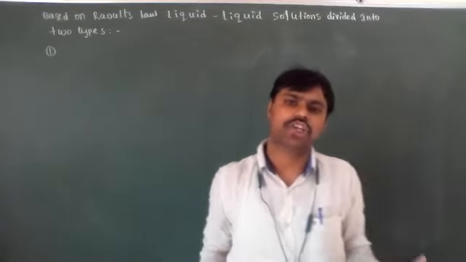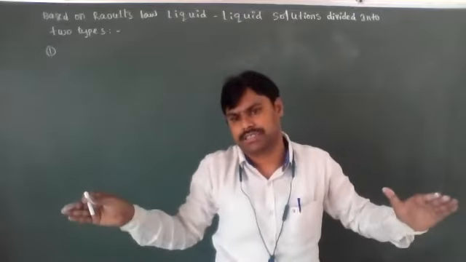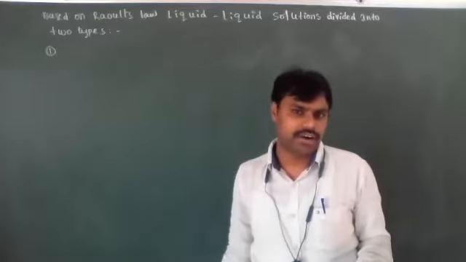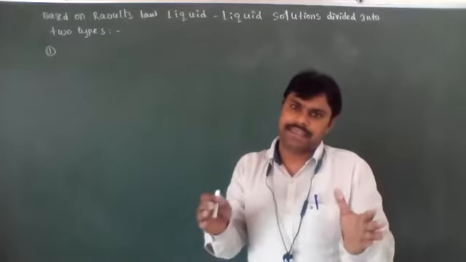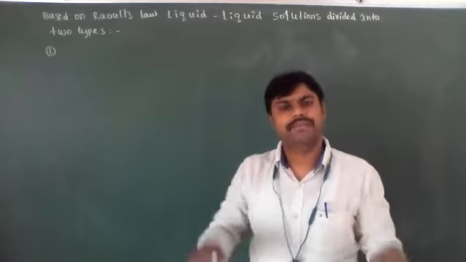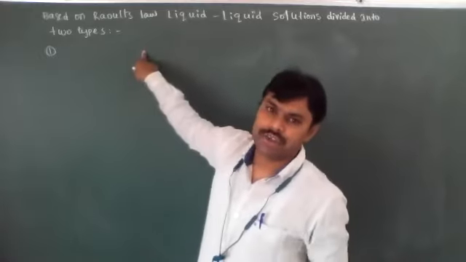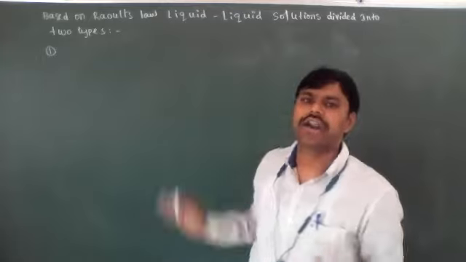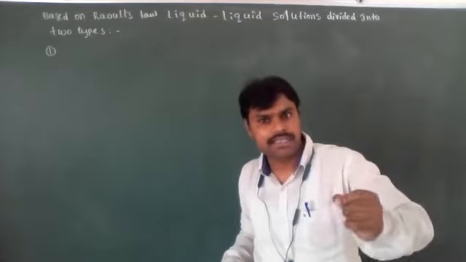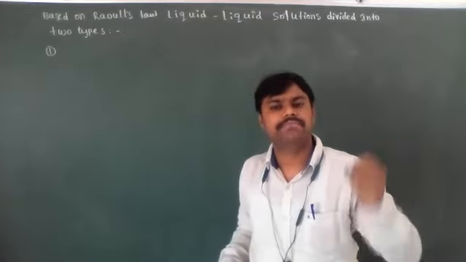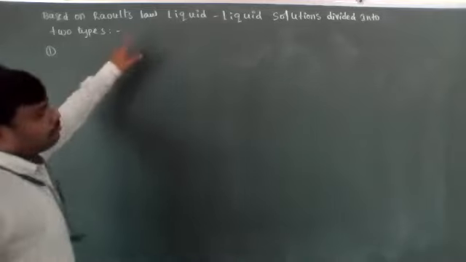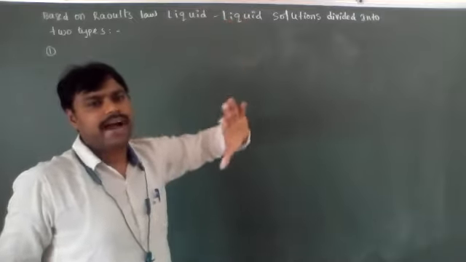Ideal solutions are solutions which obey Raoult's law at all concentrations, meaning they follow Raoult's law whether the solute is non-volatile or volatile. In that case, the total vapor pressure is equal to the sum of the vapor pressures of each component, and then it is an ideal solution. If not, it is called a non-ideal solution. This concept, ideal and non-ideal solutions, with examples and conditions, is very important for board examinations as well as objective examinations. So based on Raoult's law, liquid solutions are divided into two types.